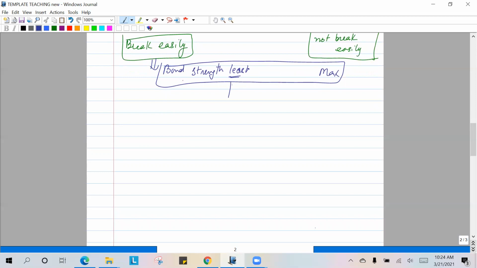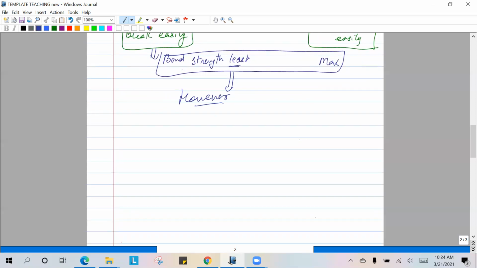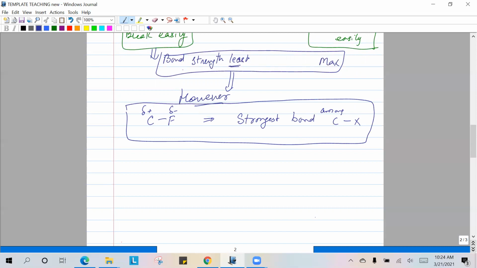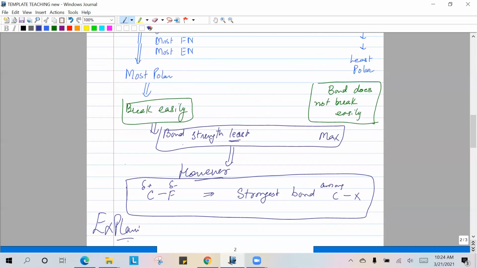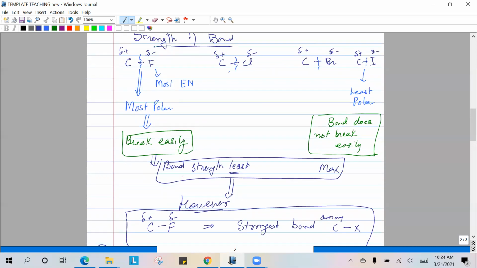However, that's a very common question asked. However, what has been observed is that the C-F bond is the strongest bond among the carbon-halogen bonds. So they will ask us to explain this. Why? So the problem here is, on the basis of the polarities, it should be this. So this is based on polarity.